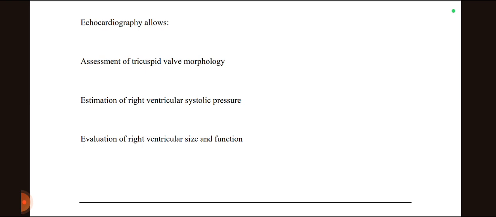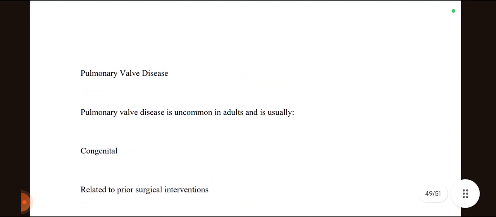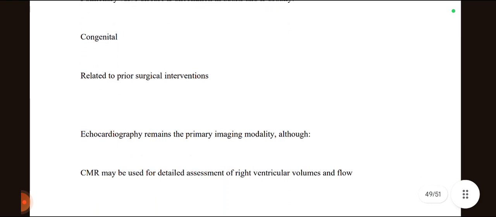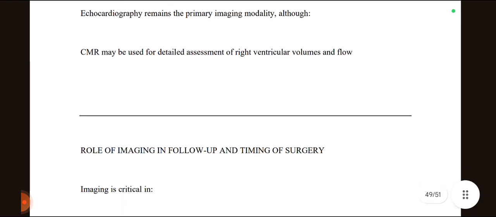ventricular size and function. About the pulmonary valve disease, it's uncommon in adults and usually is congenital or related to prior surgical interventions. Echocardiography remains the primary imaging modality in this also, although CMR may be used for detailed assessment of right ventricular volumes and flow.